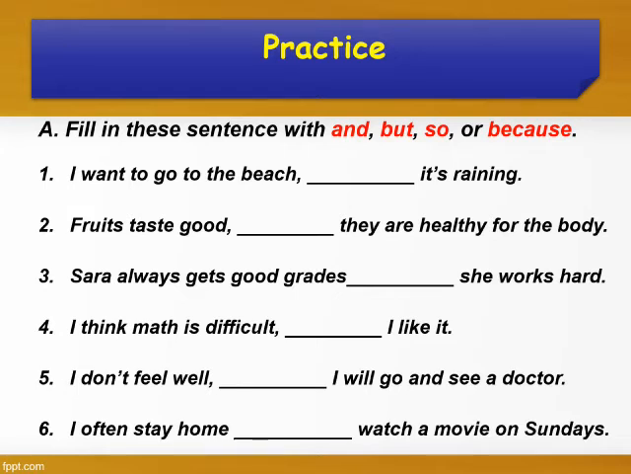Now as you have finished, let's correct the exercise. Sentence number 1 says, I want to go to the beach. It's raining. You can see that we have two opposite ideas. I would like to go to the beach, but there's a problem. It's raining. So the correct answer is but. I want to go to the beach, but it's raining.